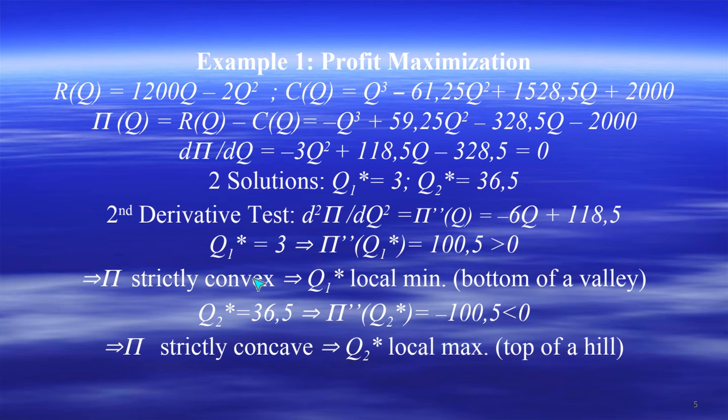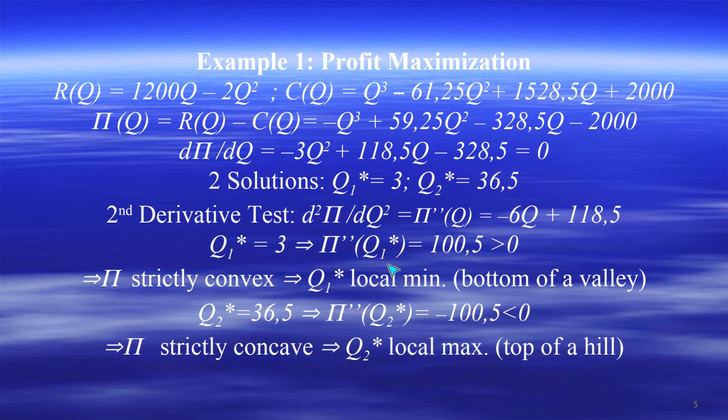function is strictly convex, and you should make all these analyses. You should follow all this logic throughout. All right. Then, if the profit function is strictly convex at this region, it means Q1 star is a local minimum, bottom of a valley. So this is not the maximum we are looking for. It's the opposite. It's the minimum.